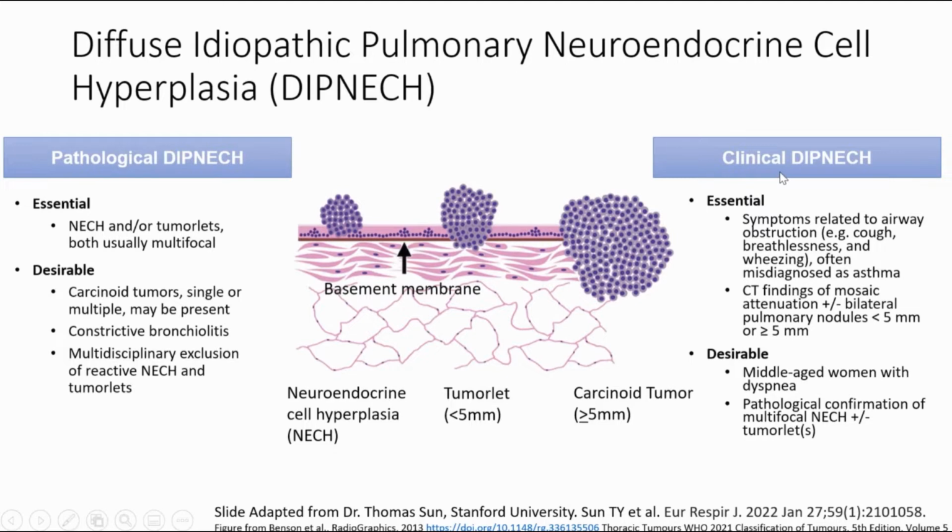And when you meet these patients, they've had symptoms for years to decades, even sometimes being diagnosed with asthma, having cough, wheezing. But then when you look at their CT, they have evidence of air trapping or air obstruction with a specific characteristic called mosaic attenuation seen on CT. And they have all these little lung nodules on both lungs. So that's another way to categorize DIPNEC from a clinical perspective.